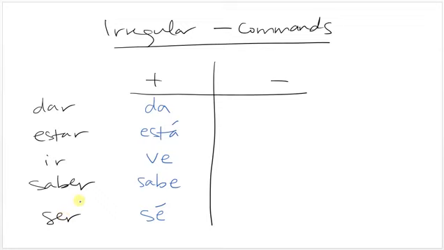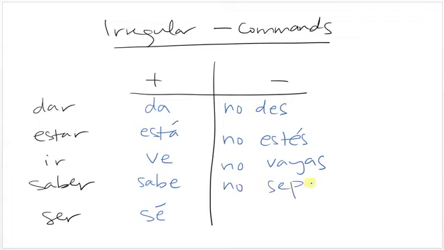So none of these actually end in an o in the regular present tense, so you can't drop the o and add the opposite ending. Therefore, it's just a totally different thing. So no des, no estés with an accent. This one is really weird. No vayas. Saber is also pretty weird. No sepas. And then ser, no seas.